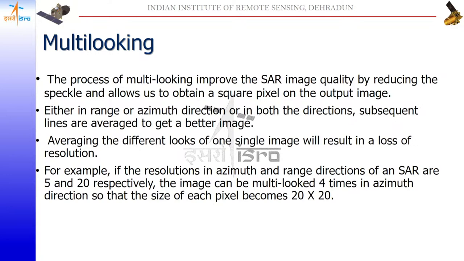So what we will do is make a square pixel size by doing the multi-looking, meaning we will do the averaging either in the azimuth direction or range direction, or in both directions. For example, if the resolution in azimuth and range direction of the SAR is 5 meters in azimuth and 20 meters in range, then the image can be multi-looked 4 times in azimuth, so that the size of each pixel becomes 20 by 20. We take 4 pixels and do the averaging. That is the type of thing we do in multi-looking.